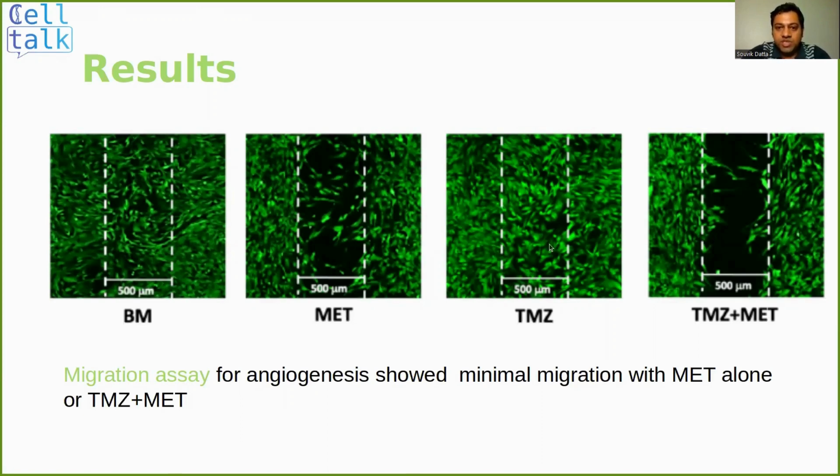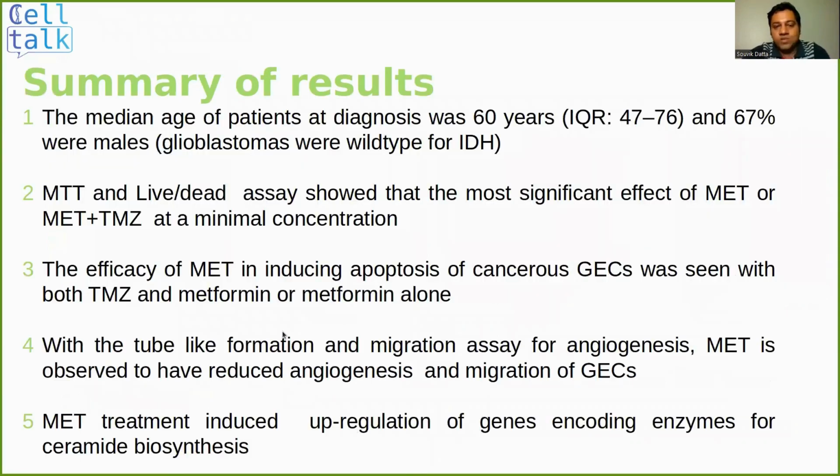With TMZ also there are the same kind of results with respect to the negative control. But while using the combinational therapy of TMZ with metformin, they have seen a significant reduction of the migration of the cells. So all these experiments pointed towards one thing: metformin monotherapy, or metformin along with TMZ, is showing an arrest in the propagation of the cancerous cells.